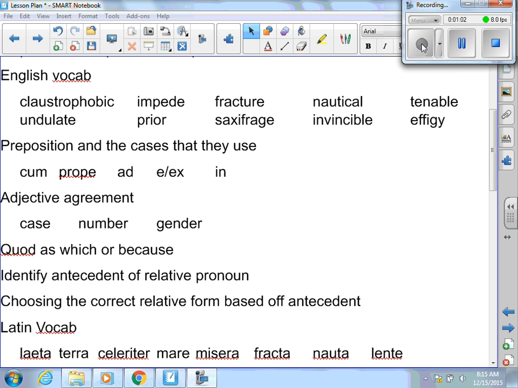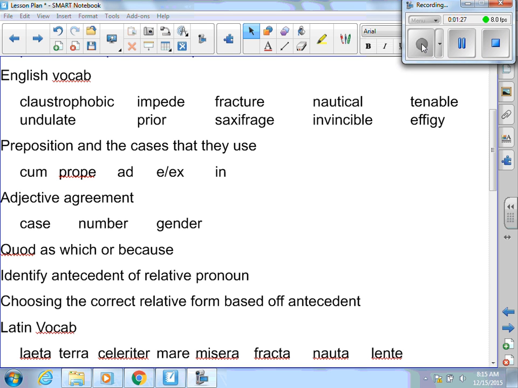You have your English vocab. Claustrophobic would be a fear of being enclosed. Impede is whenever you slow something down. Fracture is something that is broken, especially like a broken bone. Nautical has to do with the sea or naval. Tenable is usually associated with battle. It usually means something that is defensible.